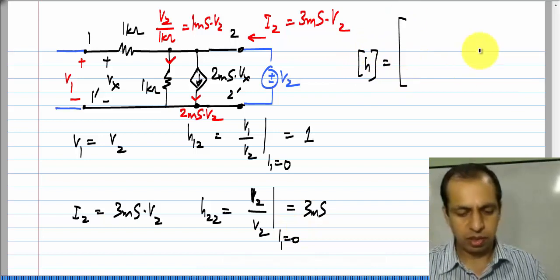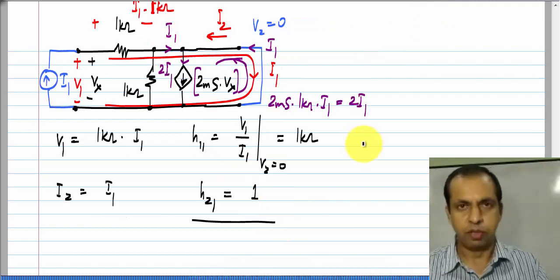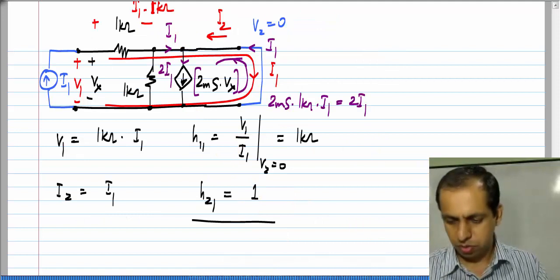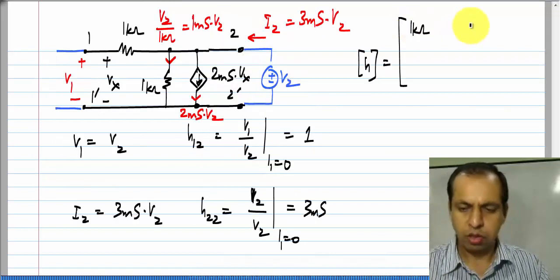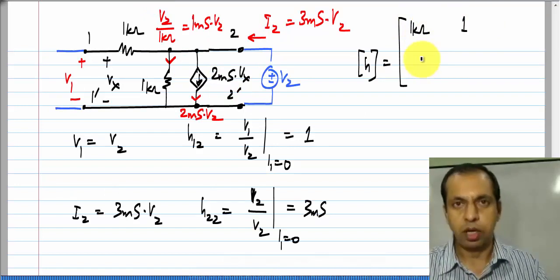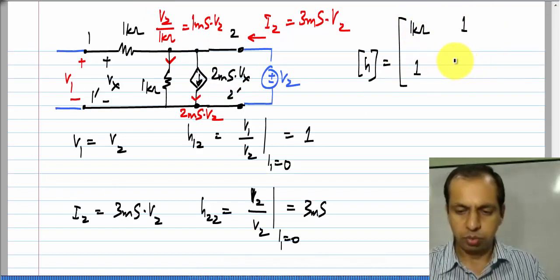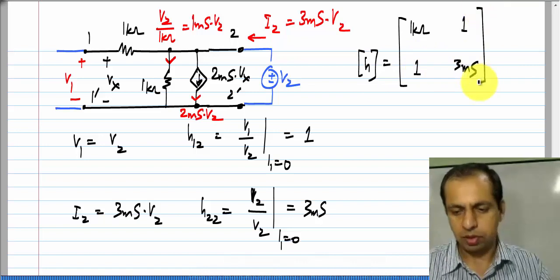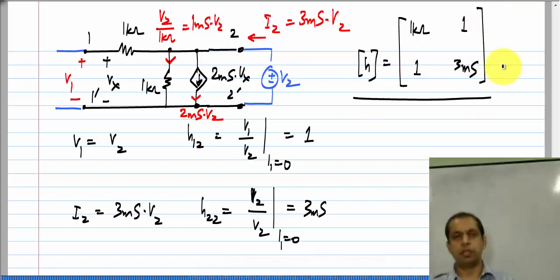And the H parameter matrix of this is H11, which is 1 kilo ohm, H12, which is 1, H21, which is also 1, and H22, which is 3 millisiemens. Okay. So, that is the H parameter matrix. So, again you should be able to calculate this easily. Calculating the 2 port parameters is simply regular circuit analysis.